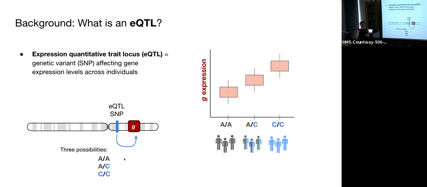So depending on the chromosomes that you inherit from mom and dad, you can be AA, AC, or CC for this blue SNP. And then depending on the dosage of the C allele across people, that can be associated with the expression levels for gene G. So we would call this an eQTL. And traditionally, eQTL studies were done using bulk RNA sequencing, where people try to associate the gene expression levels to the genetic variants across samples.